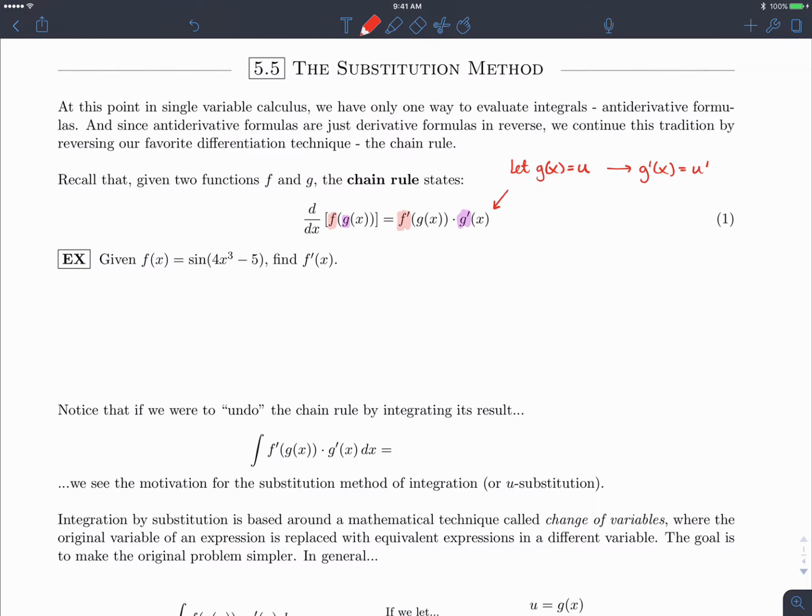All right, so we're just doing a change of variable here. If we were to do this, think about how this changes our derivative formula. Then this would mean that the derivative with respect to x of f of u would be f prime of u times u prime. So this is just an alternate way that we have to describe the chain rule.